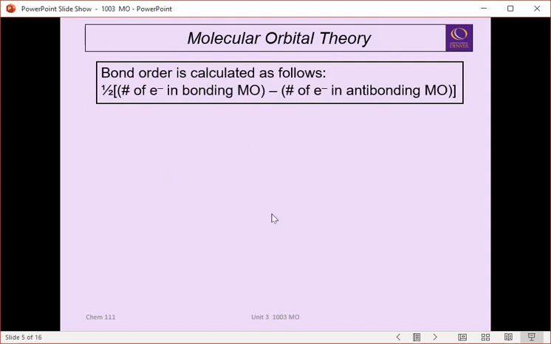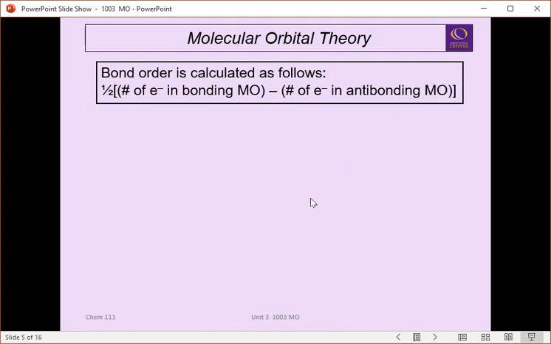Whenever we build our molecular orbital diagram, you take the number of electrons in the bonding molecular orbital, you subtract it from the number of electrons in an anti-bonding molecular orbital, you cut it in half, and you'll now have the bond order. So in other words, if I had 4 electrons in the bonding molecular orbital and 2 in the anti-bonding molecular orbital, I'd go 4 minus 2, that leaves 2, cut it in half, that would be a bond order of 1. That would represent a single bond.